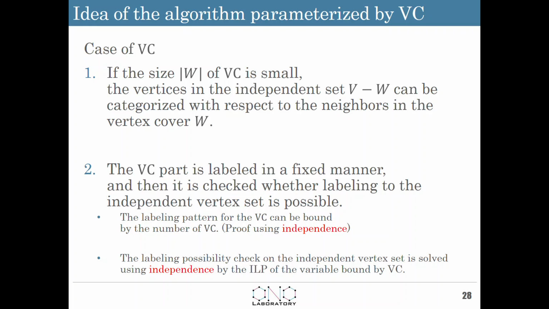In the distance 2 condition, it is okay to use just different labels, so the label values are not so important. This means that the number of usable labels is essential, and it is a key that the vertex cover algorithm works well. Using this observation, we can check the feasibility of labelings by ILP.